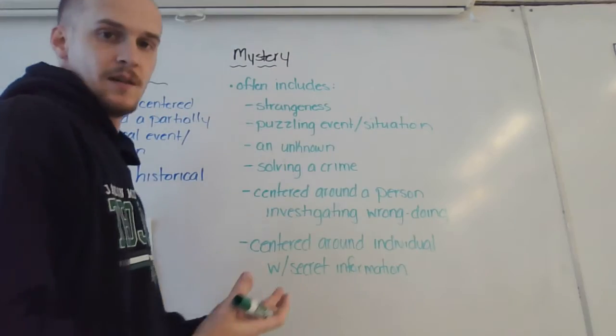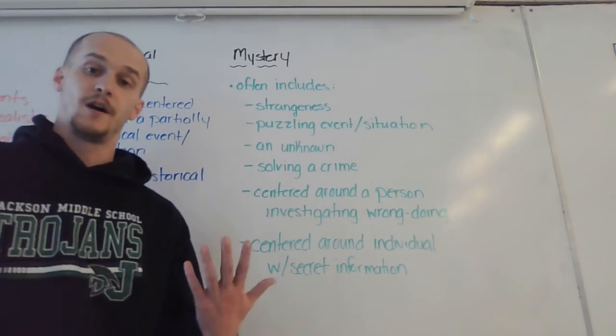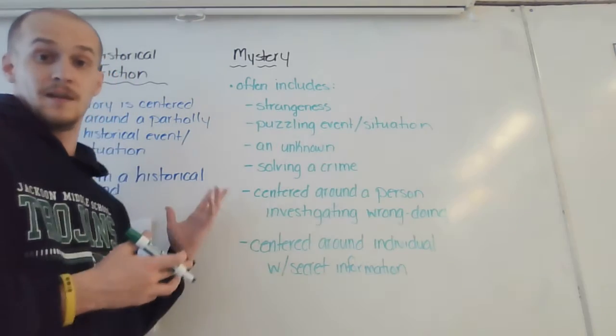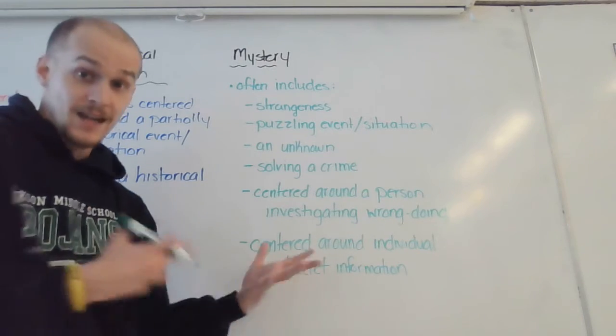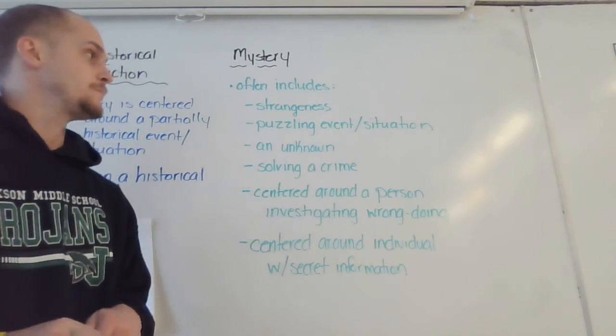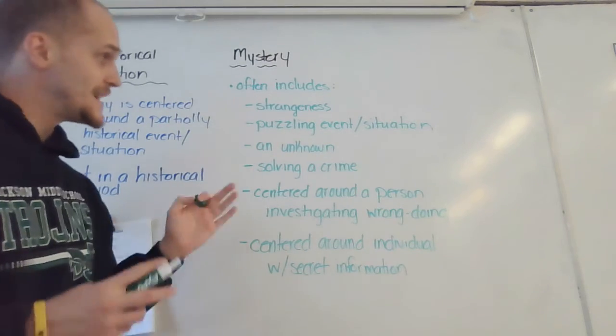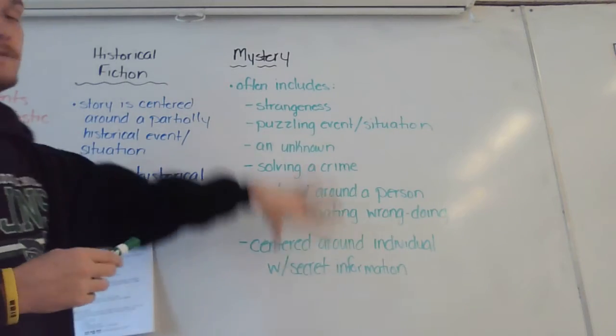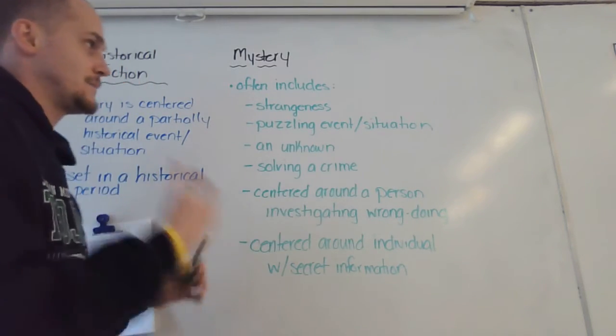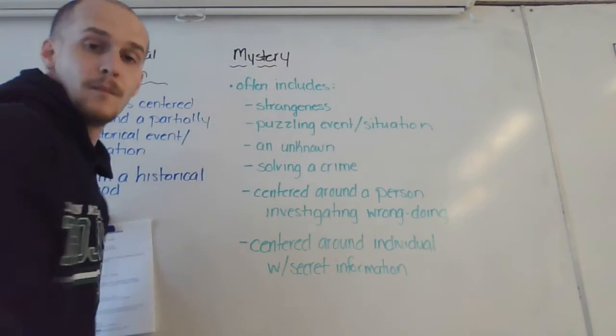Sometimes there are some mysteries that are written from the person who's guilty, the person that committed the crime. It's written from their point of view. And the secret that they have is that they know they did it. And so, like I said, mystery subgenre type texts have maybe not all of these, but sometimes have at least two or more.